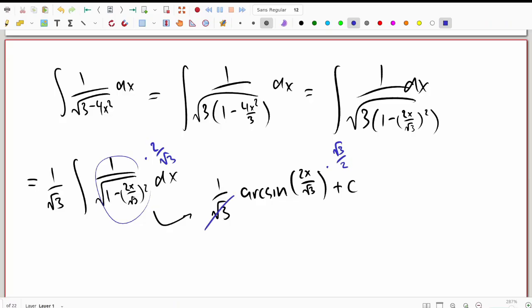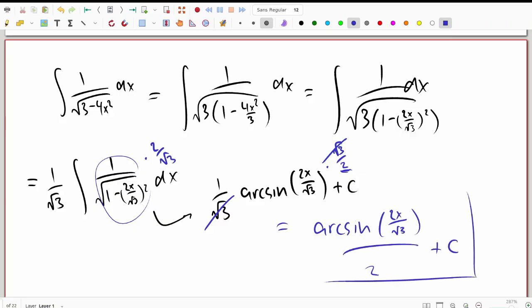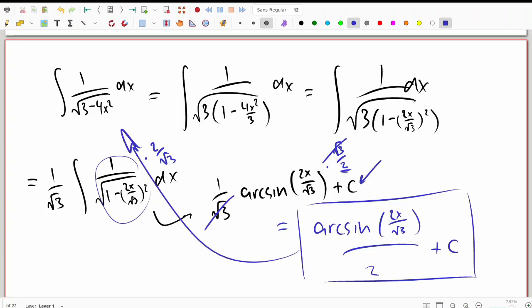Now, the root 3 is going to cancel out here, and all we're left with is this 2 in the denominator. So therefore, our final answer is going to be arcsin 2x over root 3 over 2 plus c. Remember, the c never changes even if I multiply because it is an arbitrary constant, and therefore this is our final integral of this function.